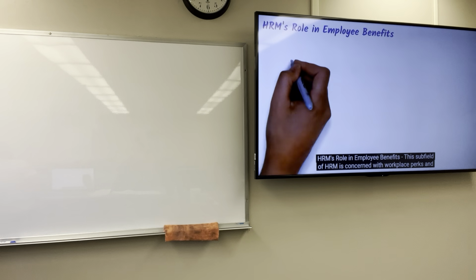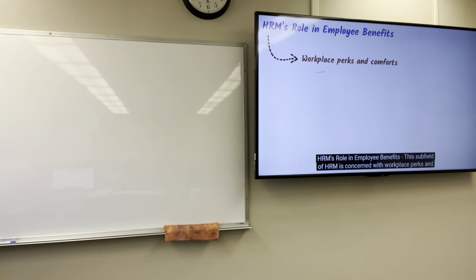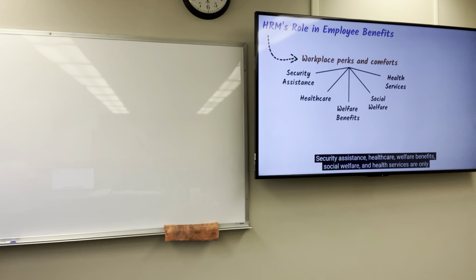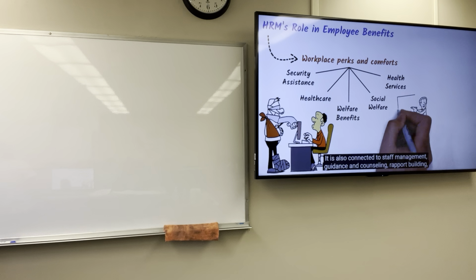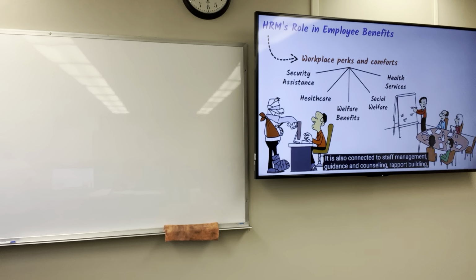HRM's role in employee benefits. This subfield of HRM is concerned with workplace perks and comforts, security assistance, healthcare, welfare benefits, social welfare, and health services, which are only a few of the many facets of this umbrella term. Appointing safety officers and improving and protecting against unsafe working conditions are also addressed. It is also connected to staff management, guidance and counseling, report building, and training and development. It ensures the well-being of your workforce.